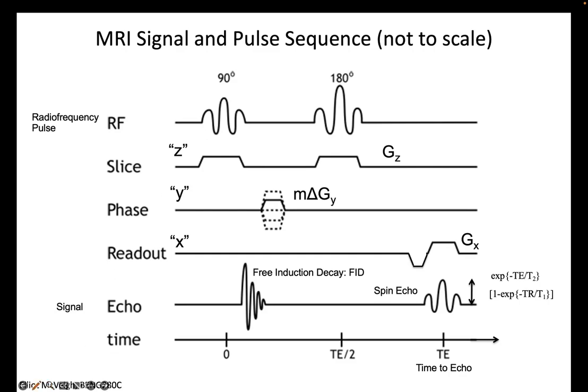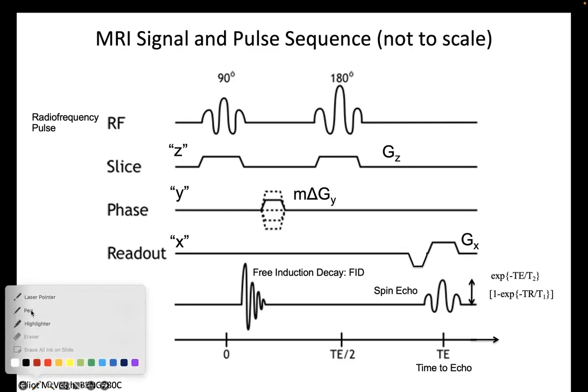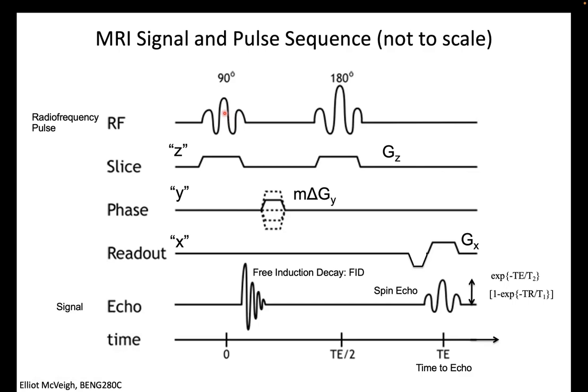And so what that does is this little gradient RF pair here creates a single slice in the patient that will emit signal. And so we're already very well spatially encoded because all of the signal is coming from a single slice after this pulse.